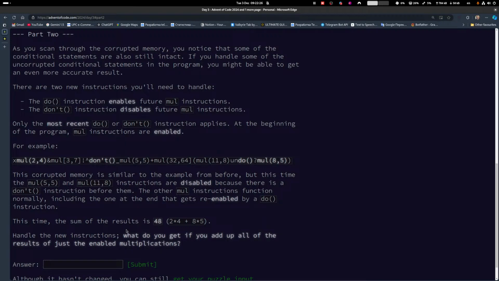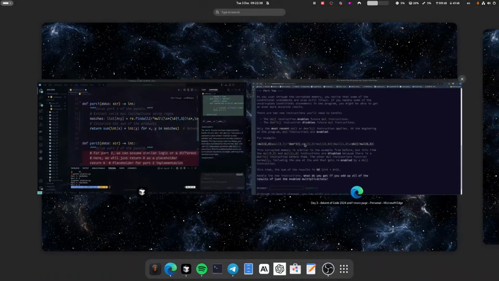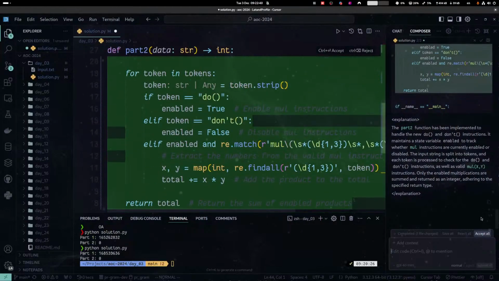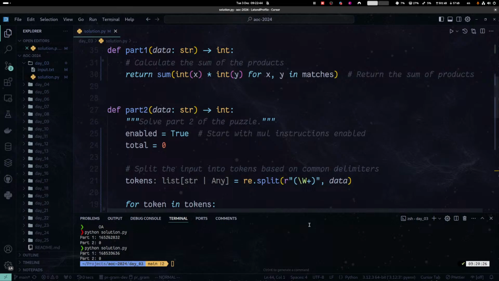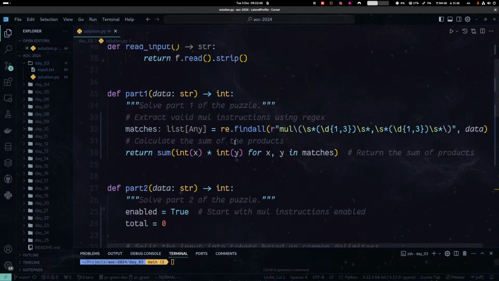All right. Yeah. So if anyone hasn't got it, we have do and don't, and they will enable or disable the next instructions of multiplication. What would GPT-4o Mini do? Let's see.